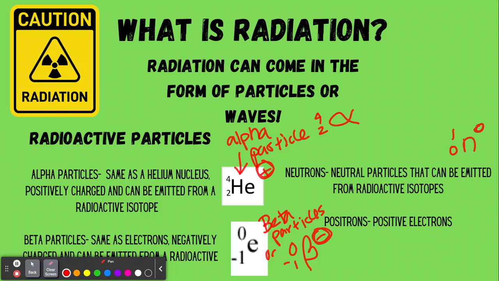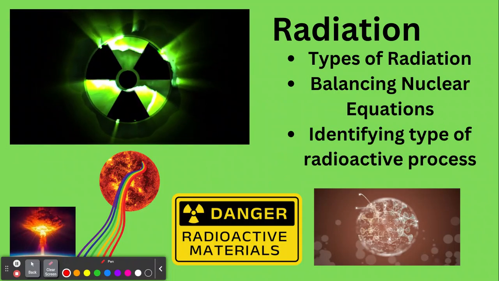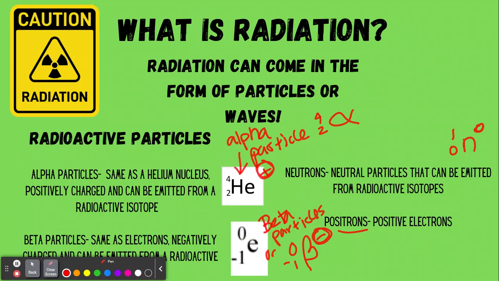Positrons are essentially positive electrons. Positrons are positive electrons. So the symbol for a positron will be 0 over +1 b or a 0 over +1 e. Okay, so those are positrons, positive electrons, which I know seems kind of odd, but it is a possible form of radiation that can also be emitted from radioactive isotopes.